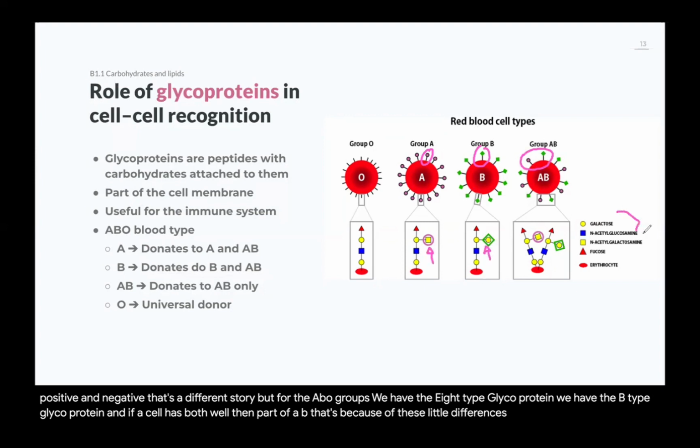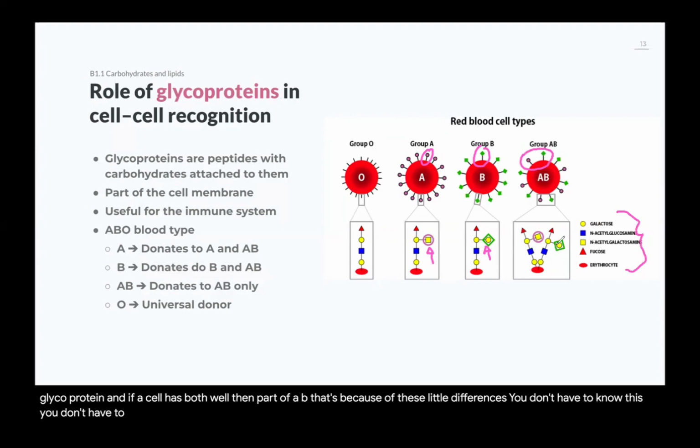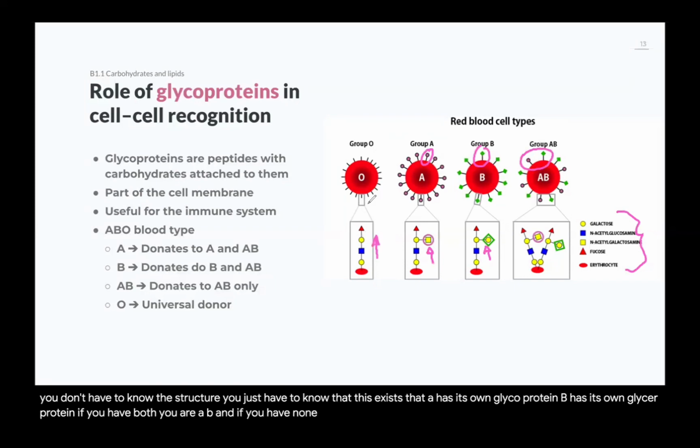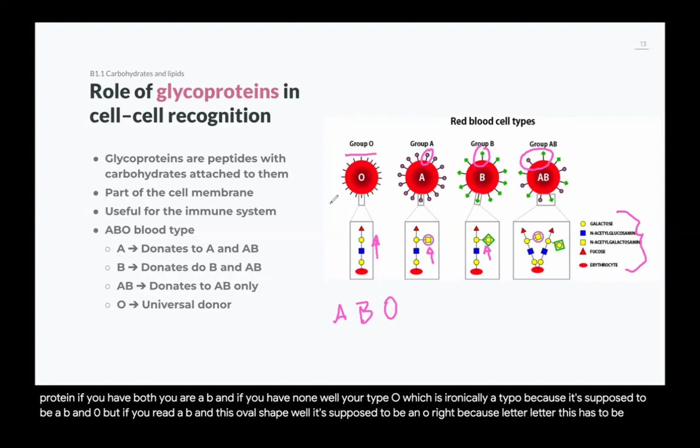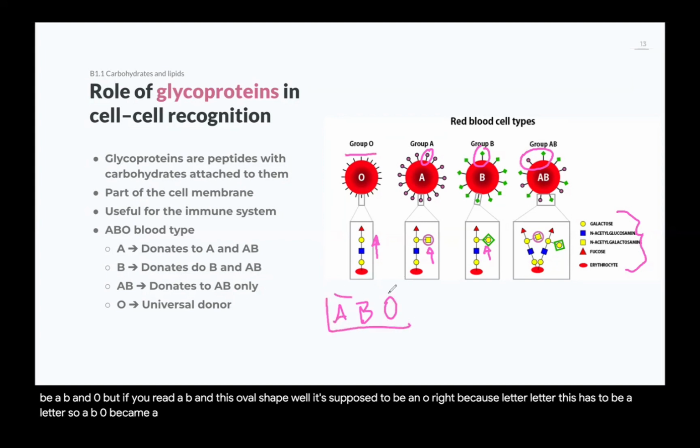Don't worry, you don't have to know this. You don't have to know the structure. You just have to know that this exists, that A has its own glycoprotein, B has its own glycoprotein. If you have both, you are AB. And if you have none, well, you're type O, which is, ironically, a typo because it's supposed to be A, B, and 0. But if you read A, B, and this oval shape, well, it's supposed to be an O, right? Because this has to be a letter, so AB0 became ABO.